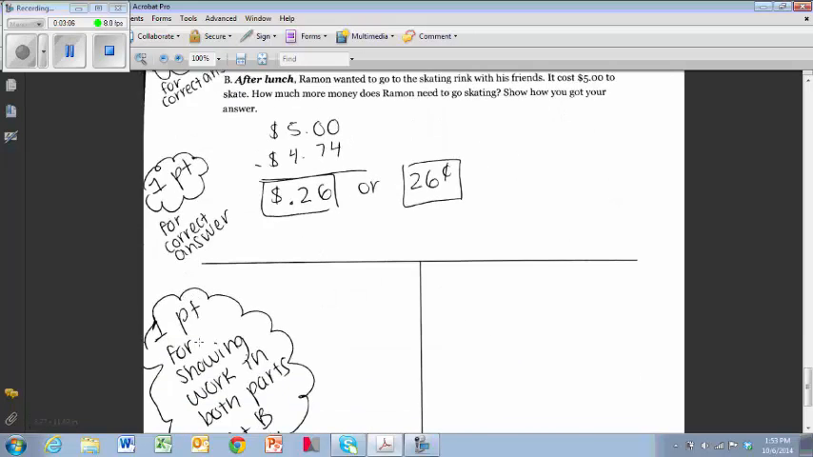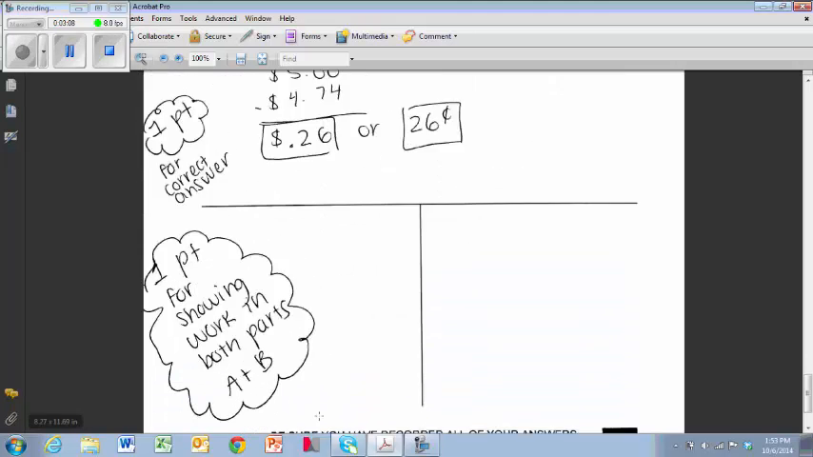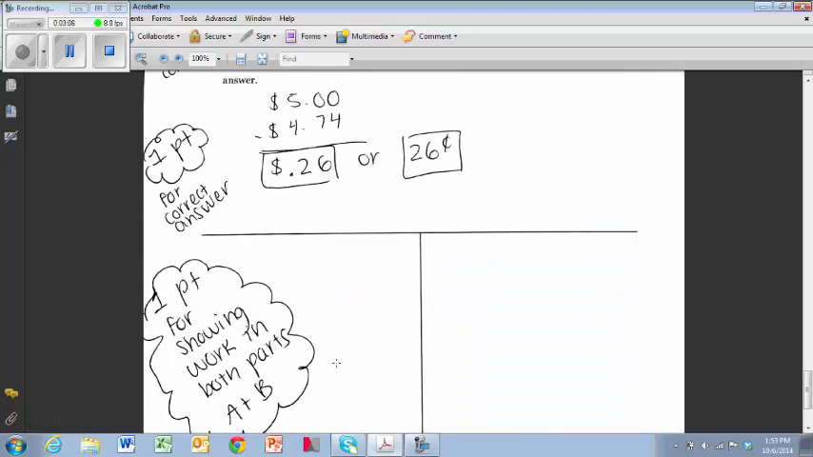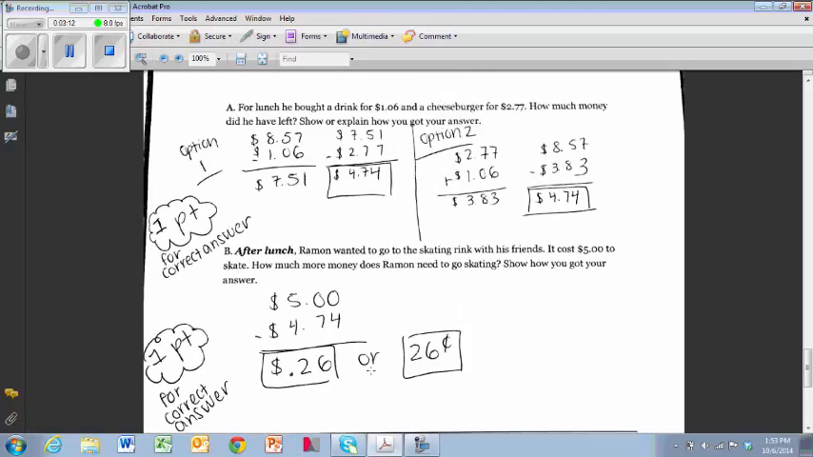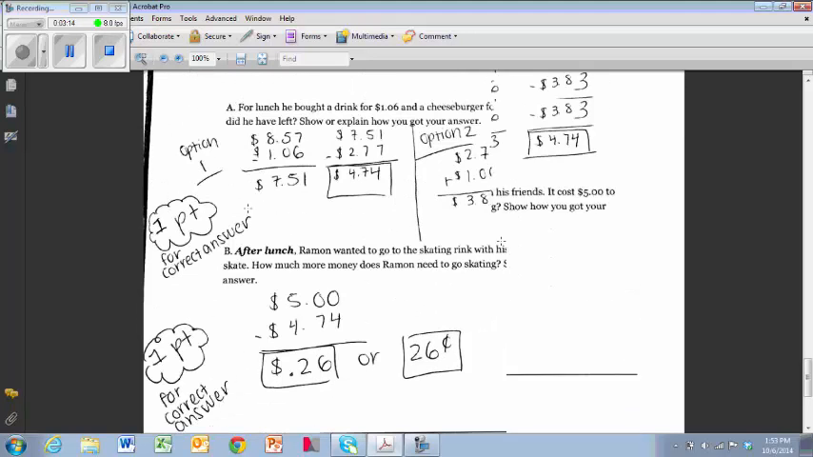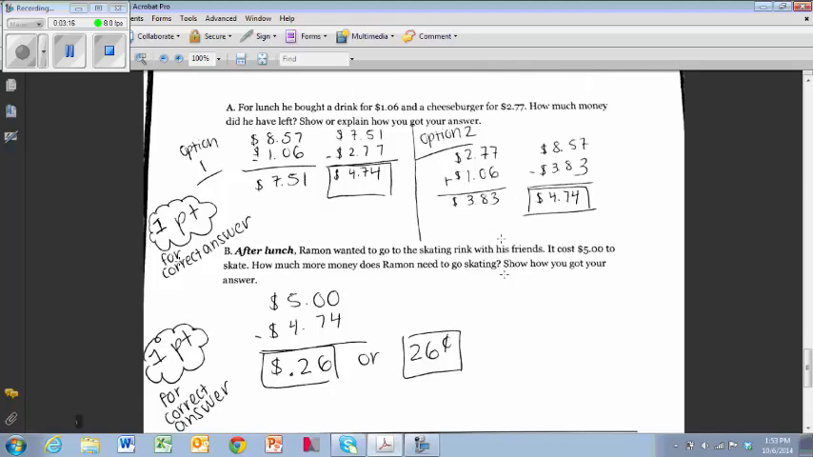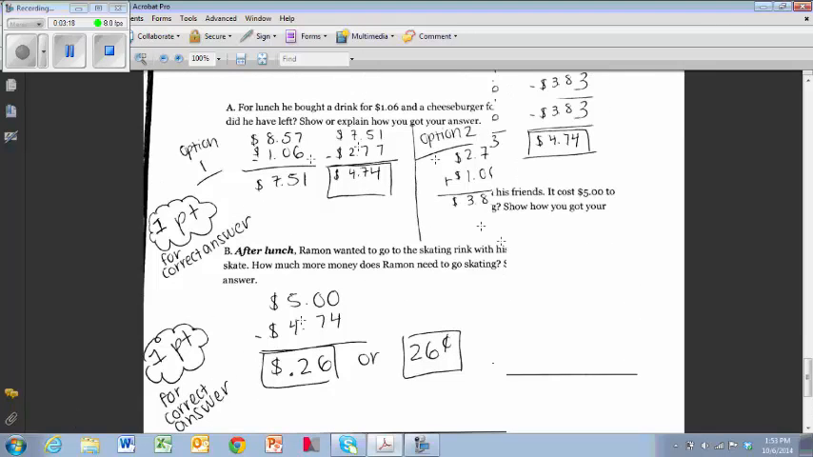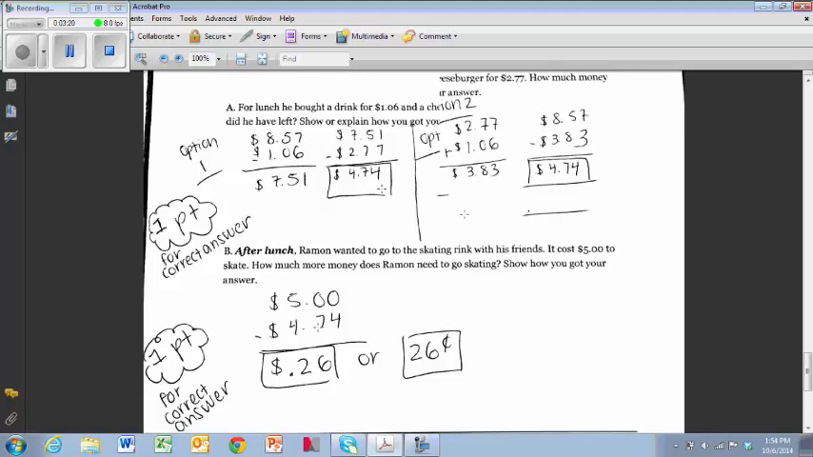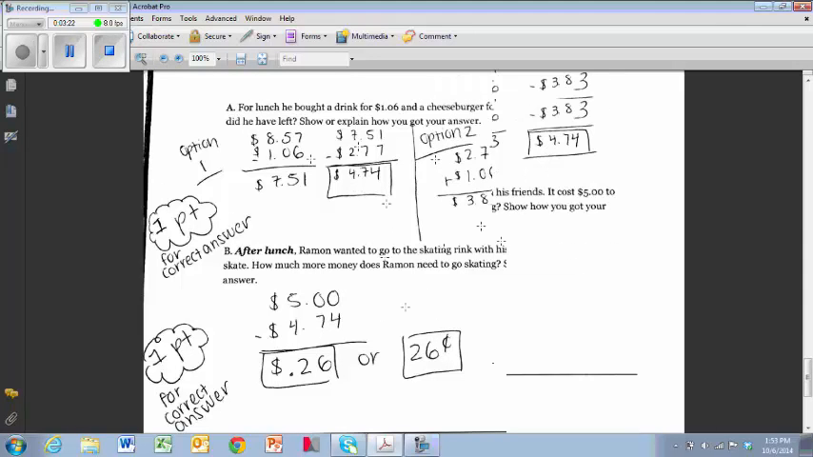What you will find is that they get 1 additional point for showing work in both parts A and B. So for example, what you see written right here would be worth a total of 3 points because they would get 1, 2, and then the extra 3rd point for showing their work on both parts.